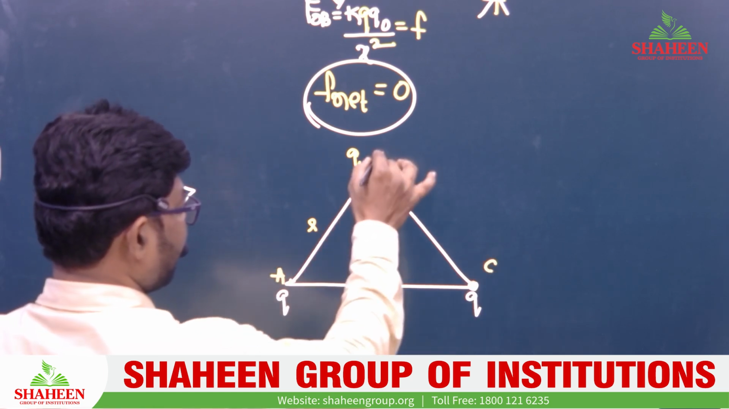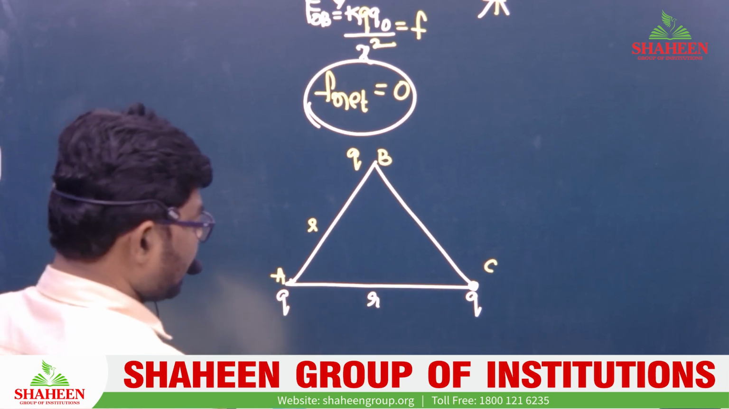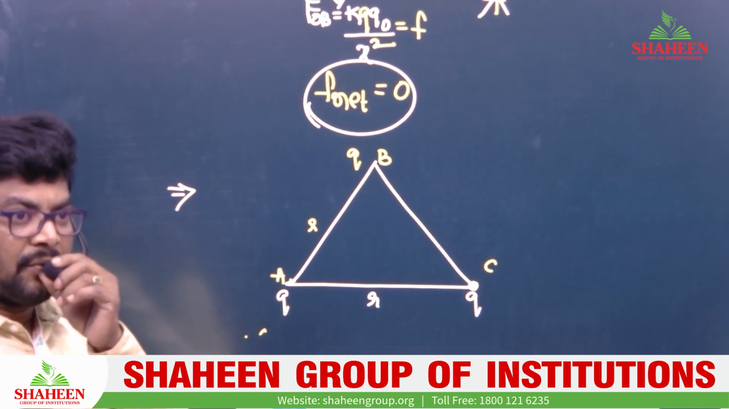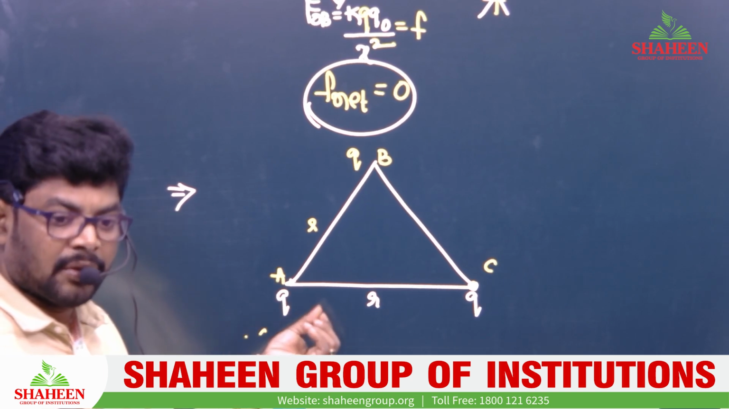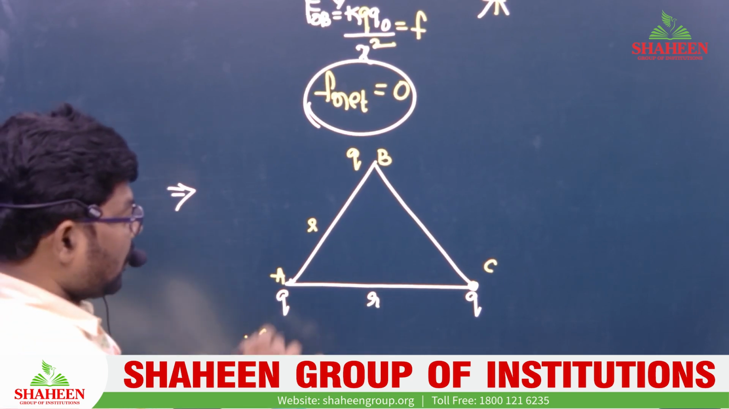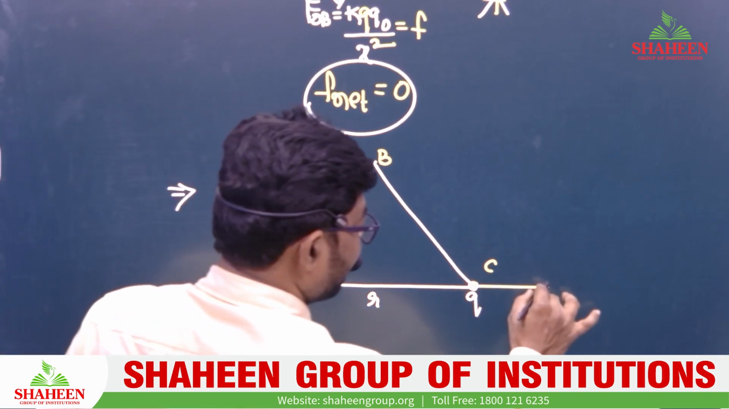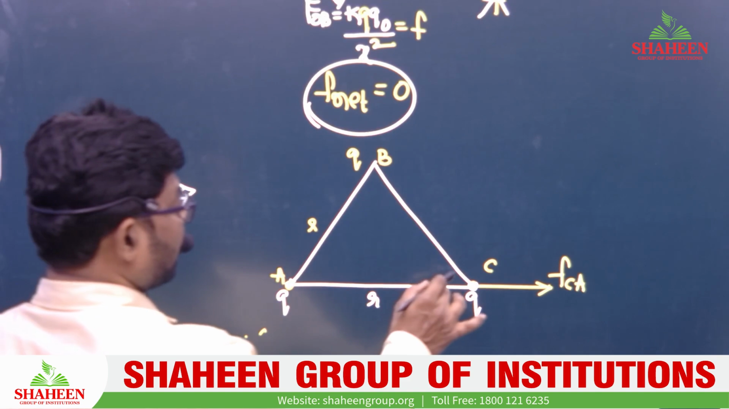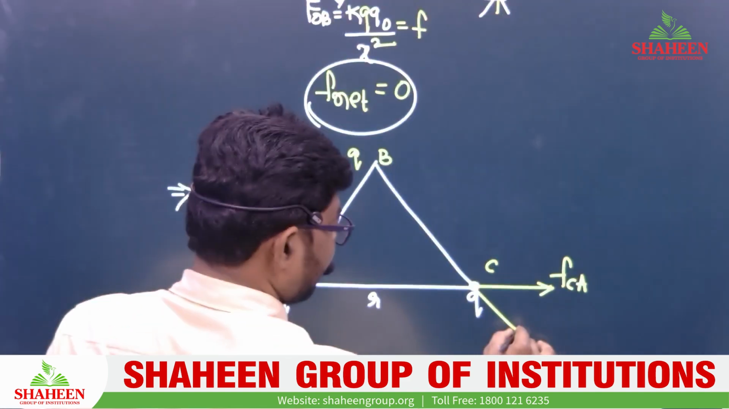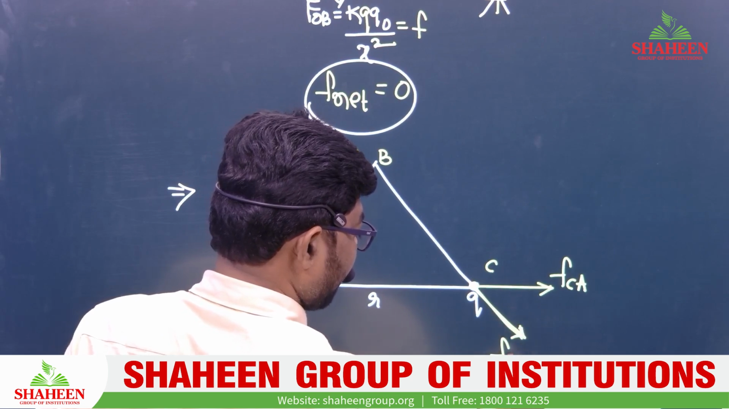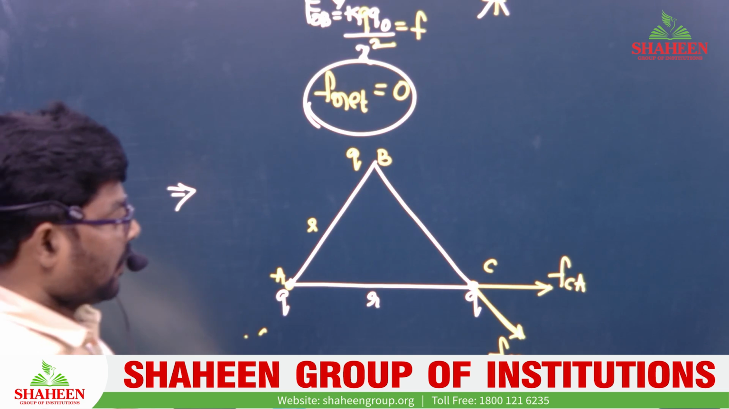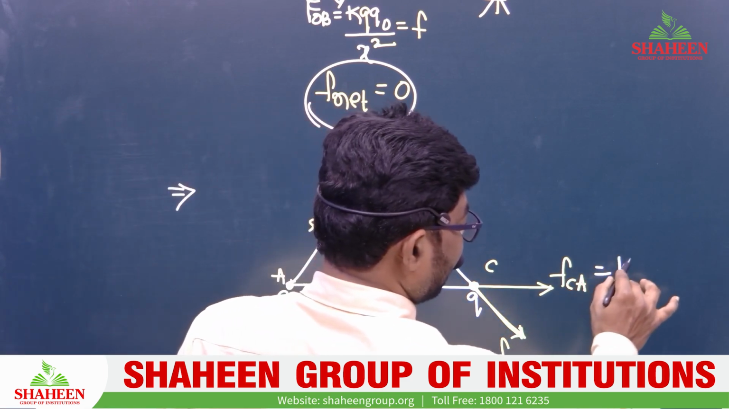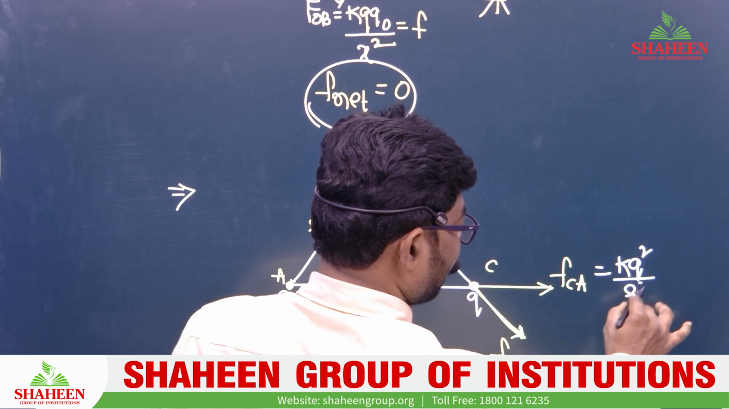I am assuming this is point A, and this is point B. Nothing is written for the charges, so what does that mean? It is a positive charge. If it were a negative charge, they would definitely give the sign. So if nothing is given, that should be a positive charge. Now, force on C due to A, and force on C due to B. Force on C due to A, how much will you get? It should be K Q into Q square upon R square.